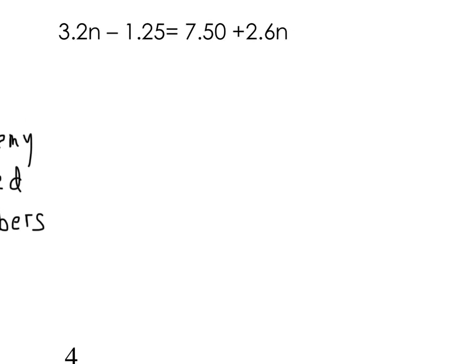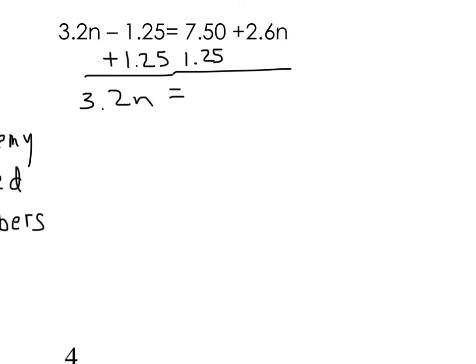Here we have decimals. We have to make sure that we know how to deal with decimals. We don't want that minus 1.25 there. How about we add 1.25 to both sides? It's a like term with 7.50, so we'll write it under the 7.50. That gives us 3.2n on the left, and it gives us 8.75 on the right plus 2.6n.